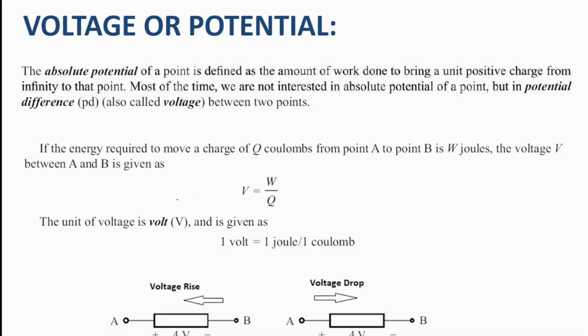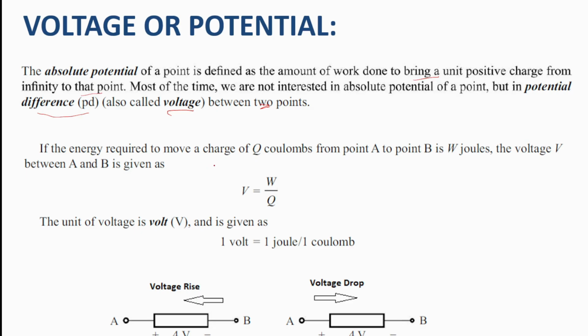Now coming to the voltage or the potential. Absolute potential is the amount of work done to bring a unit positive charge from infinity to that particular point. We are not interested in absolute potential, but we are mainly based on the potential difference only, which is also known as the voltage between 2 points.